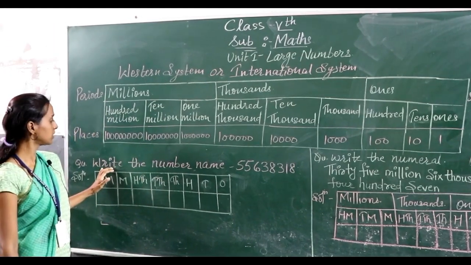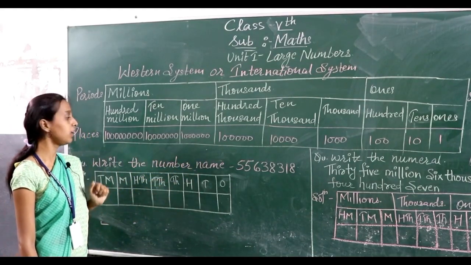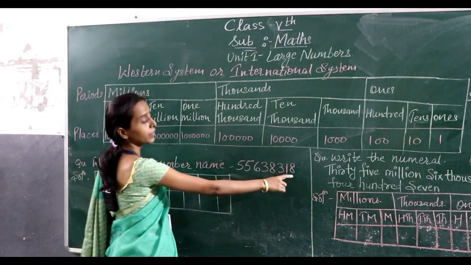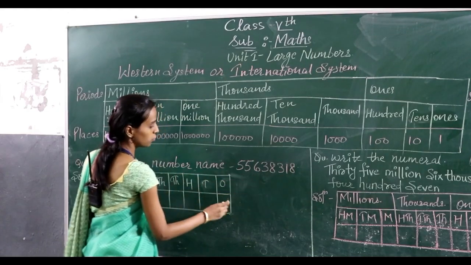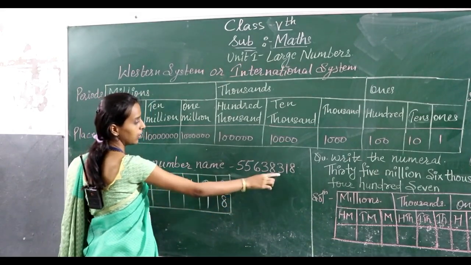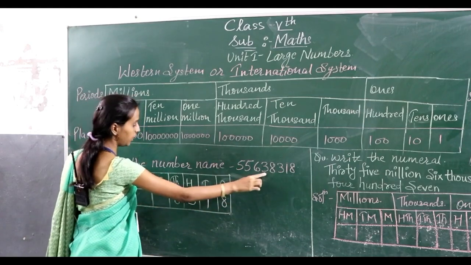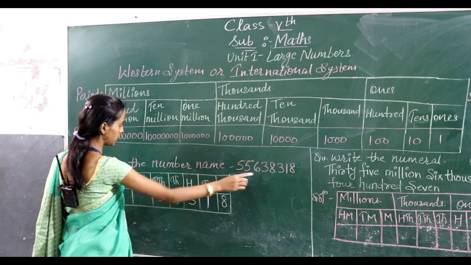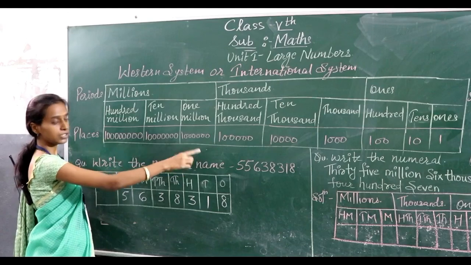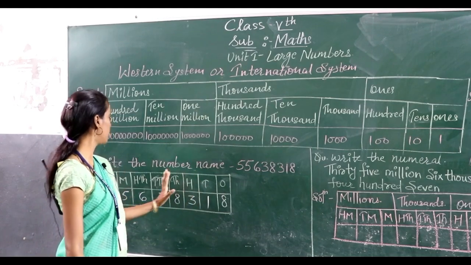The first type of question is, write the number name. Again in this you are given the number and you have to write the number name, and this is the number which you are given. So again we will start with the right hand side digit, that is 8. So 8 will come in the ones position, then 1 in tens, 3 in hundreds place, 8 in thousands place, 3 in 10,000s place, 6 in 100,000 place, 5 in millions place, and the last one is 5 that is in 10 millions place.